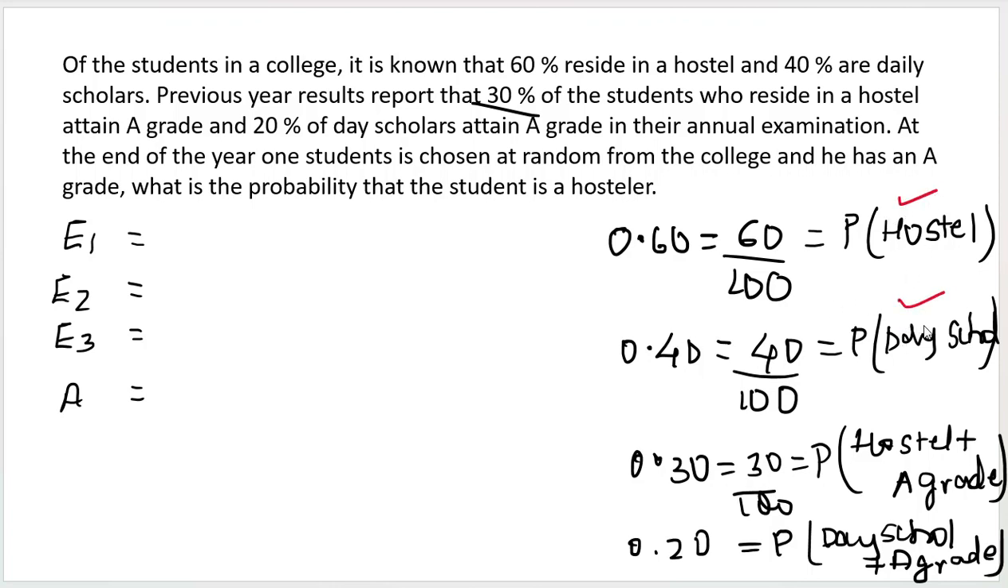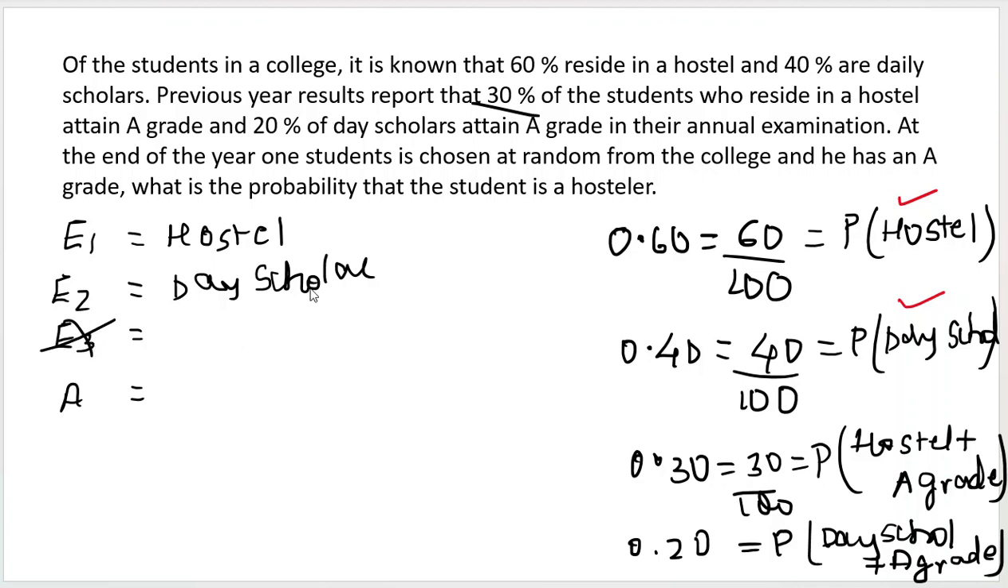Day scholar also has one event. Over here, hostel and A grade has two things attached to it. And day scholars and A grade, these are also two events. So your events E1 and E2 are those events which have got only one condition. So in this case, E1 we take as hostel. And E2 we take as day scholars. And since there is no more single event, we say that there is no E3 for this problem.